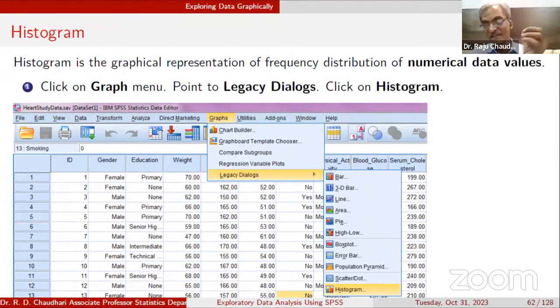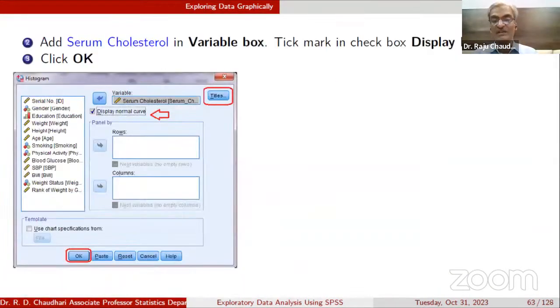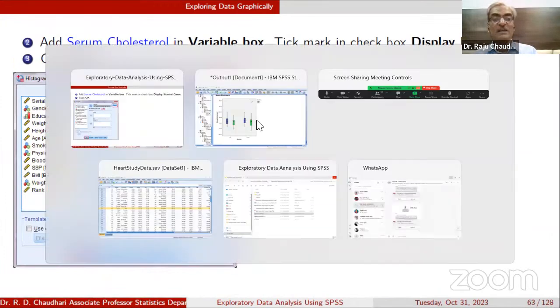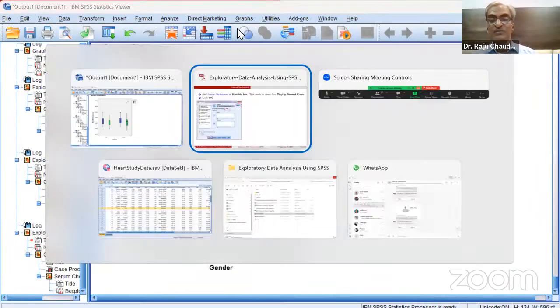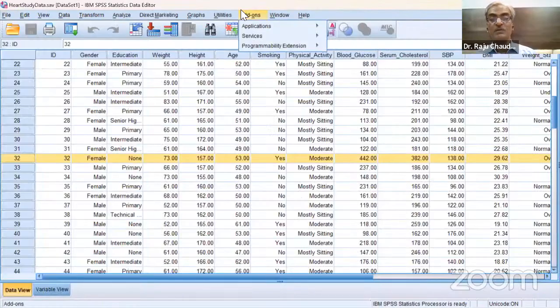Okay, so this is how. Now histogram, right? The next part is histogram. Obviously we use a histogram when we have to visualize numerical data, a single numerical variable. You can combine with categorical also, I will show you that also, right? But when I have to visualize only a single numerical variable. Okay, so say for example, I want to visualize the serum cholesterol.